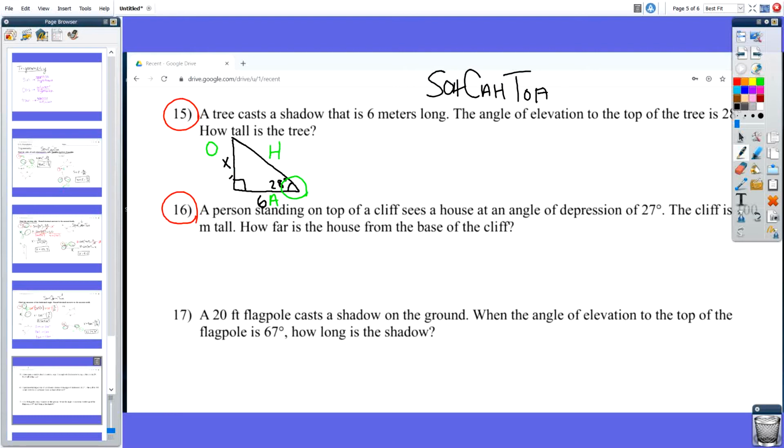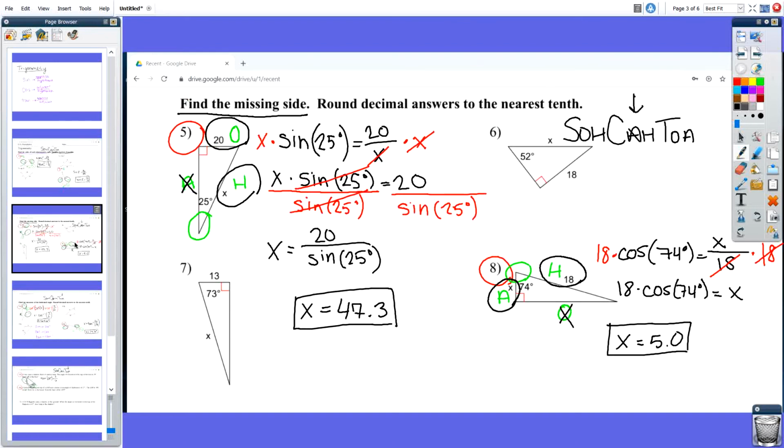When I do this, I know I'm going to be using the opposite side because that's where my variable is, and I know I'm going to be using my adjacent side because that's been labeled with a value. And I know I'm not going to be using the hypotenuse because there's nothing on that side. So using the opposite and adjacent, I'm going to be using tangent. So tangent of the angle always goes inside, 28 degrees, is equal to opposite over adjacent, that is x over 6. We're going to solve this just like we did the problems on this page here.